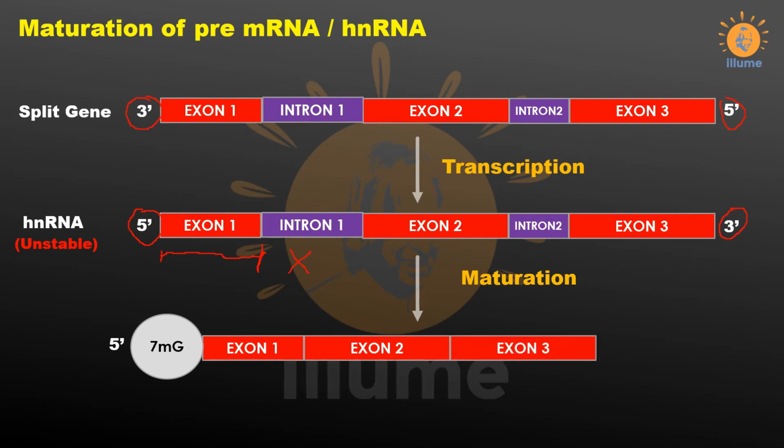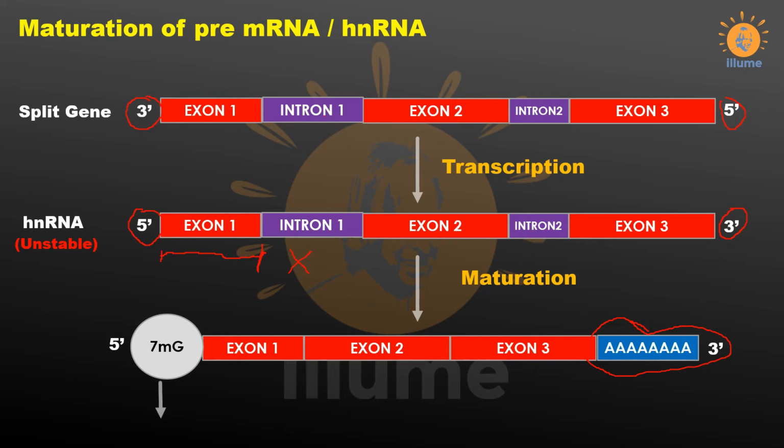Intron 1 and intron 2 both are removed, and the remaining exon 1, exon 2 and exon 3 are then rejoined, and at the 3' end, as you can see, a tail of polyA is attached. What is A? This is adenylic acid, a type of nucleotide. 200 to 300 molecules of adenylic acid are attached at the 3' end, and this process is called tailing.